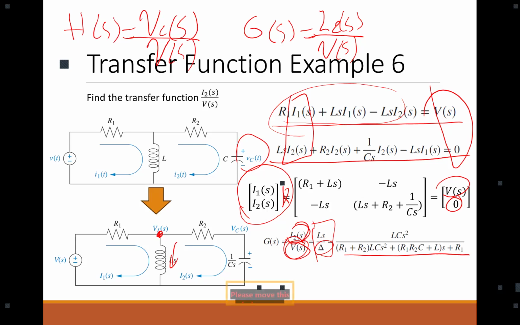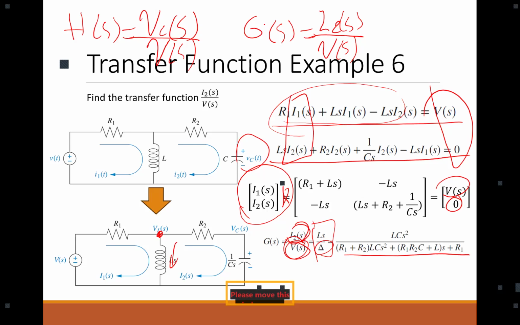If you want to find this one out of this one, what should you do? Inverse is a matrix, right? If you do the inverse, it becomes Vs over I2. So we're looking for H of S. We're looking for the voltage across the capacitor against the source that we have.